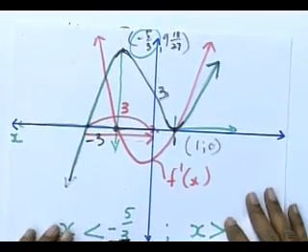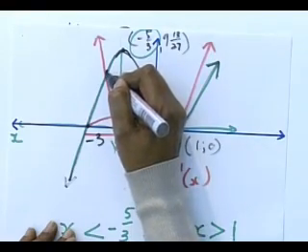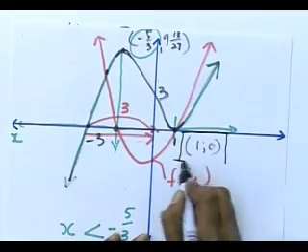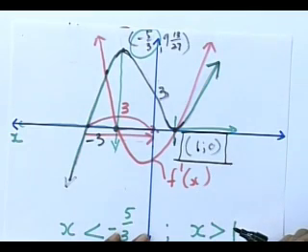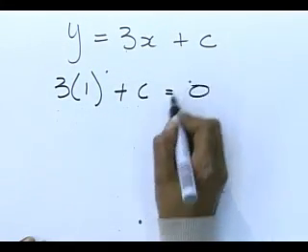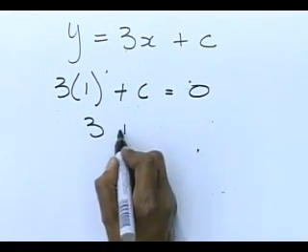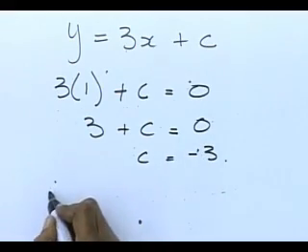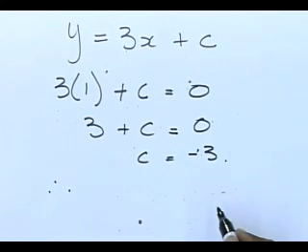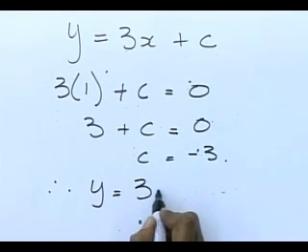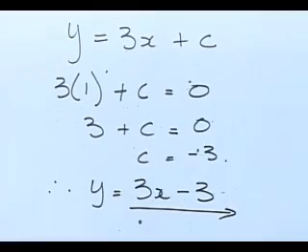There's my graph. I want the gradient where x is minus 2. It's somewhere there. I want the gradient at that point. Can you find one nice point? Oh, I like this one. Where x is 1, then y is 0. So it will give me 3 times 1 plus c equals 0. Therefore the equation of my tangent becomes y equals 3x minus 3. Okay.